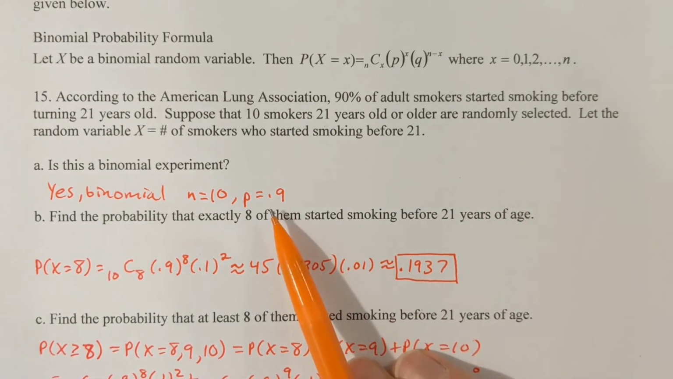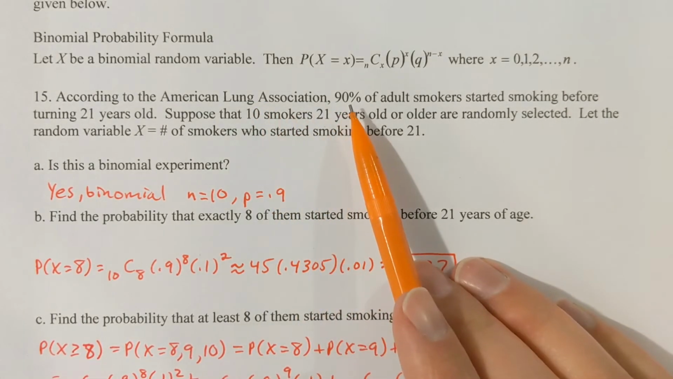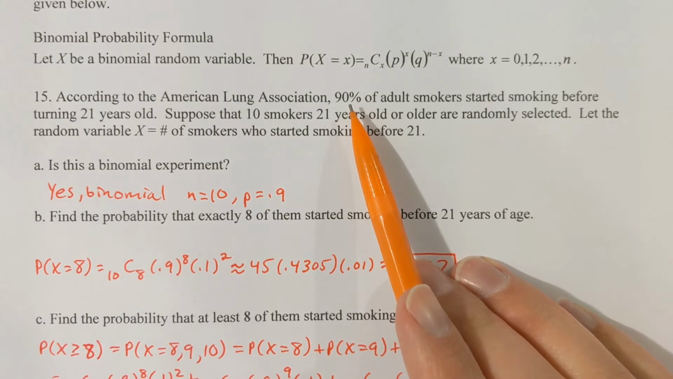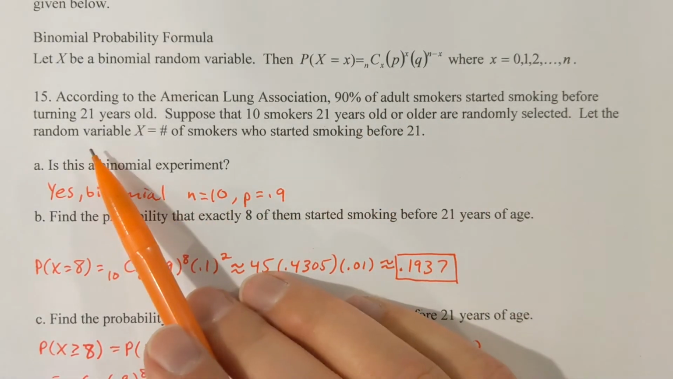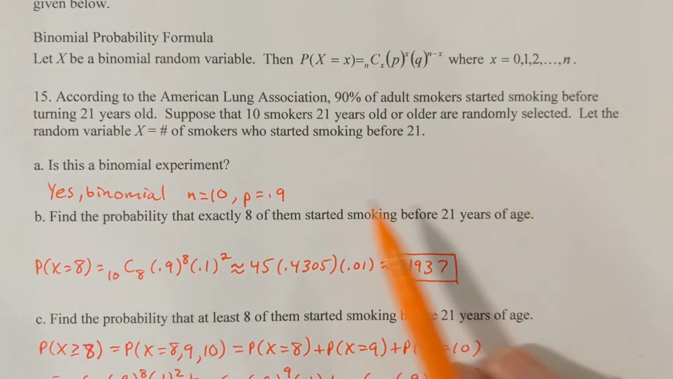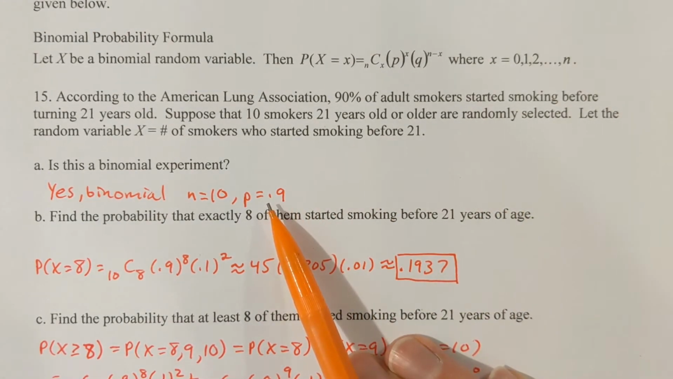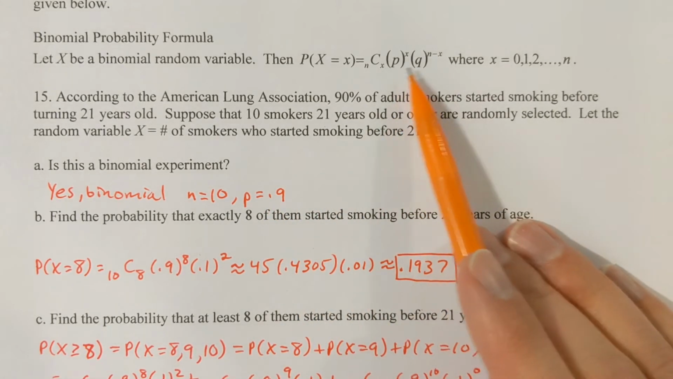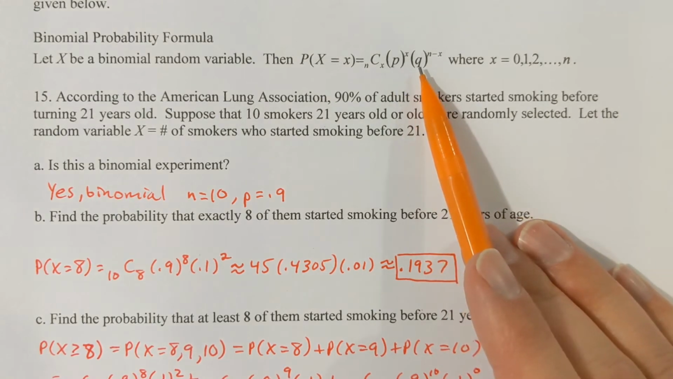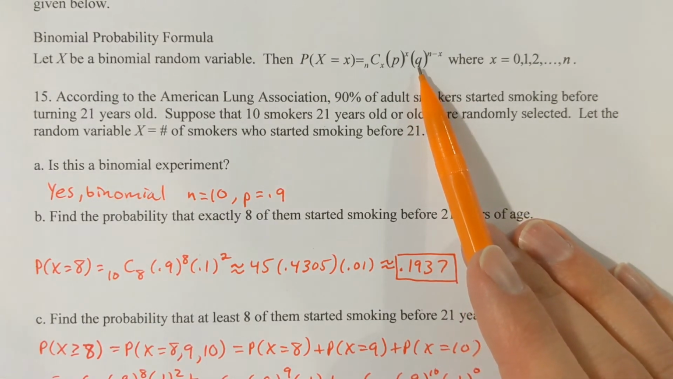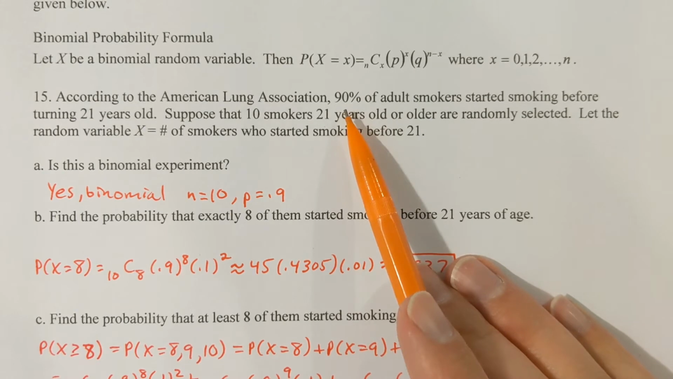And the probability of a success will stay the same on every single trial because of this stat here. According to the American Lung Association, 90% of smokers started before 21. So that's regardless of the smoker. You've always got a 90% chance that that person started before 21. The p-value, therefore, would be 0.9. Now, when we use this formula, p and q are going to be written in decimal form, although usually in these problems, the p-value will be given as a percentage.